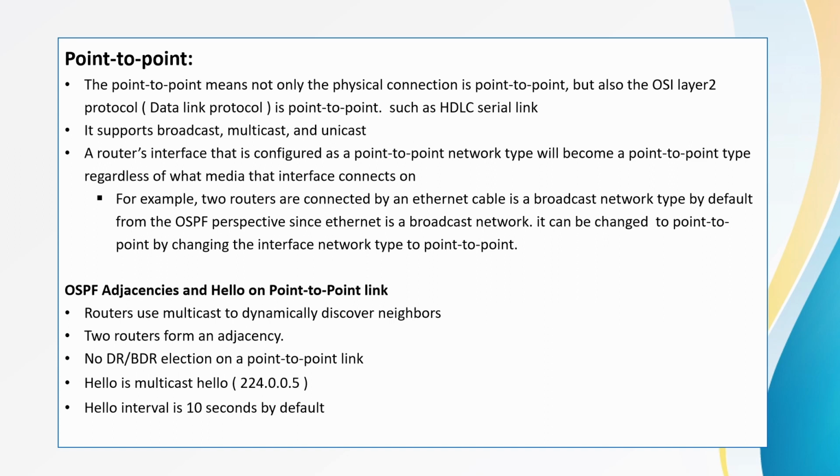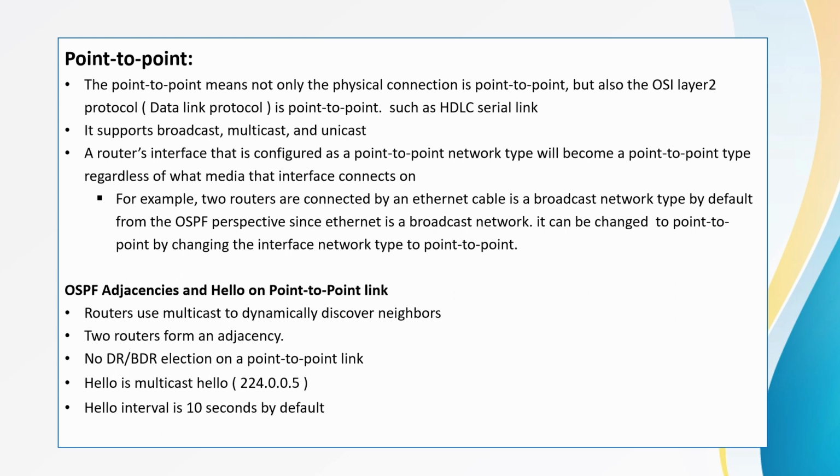A router interface that is configured as a point-to-point network type will become point-to-point, regardless of what media the network connects on. That means you can arbitrarily change the network type on the router's interface, regardless of the underlying medium. But whether it works or not, that's a next story. Here, just see that you can arbitrarily change the network type on the router manually.